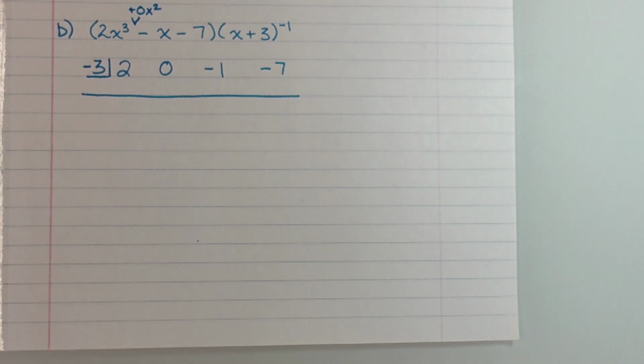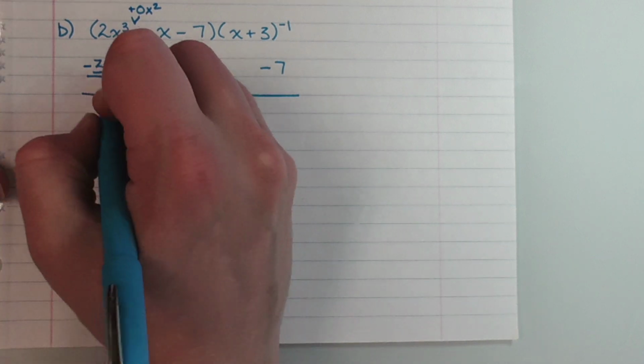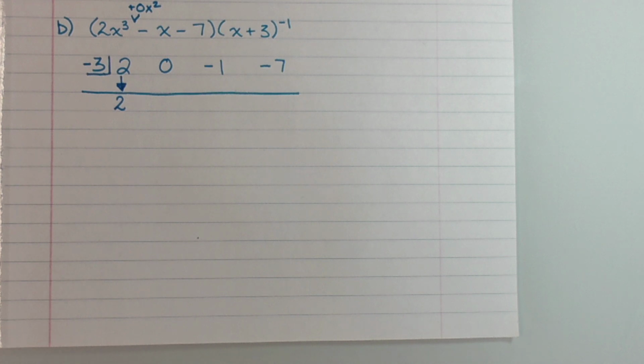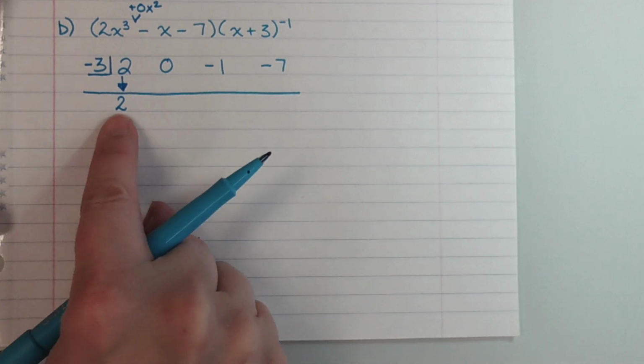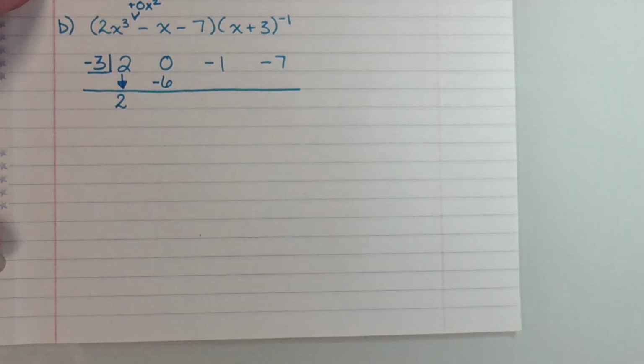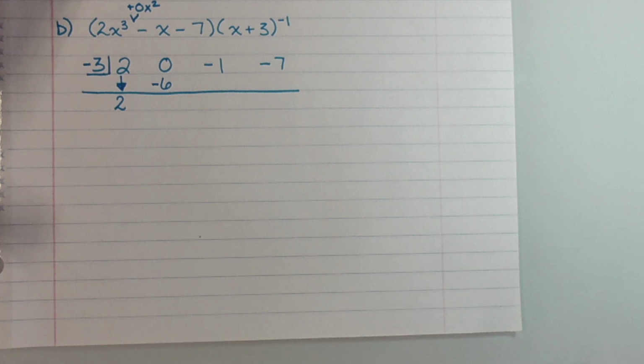Once I get the setup, first thing I do is bring this down. Always going to start it. Then the pattern goes back and forth between two operations. What, then what? Multiply, add, multiply, add, multiply, add, multiply, add. What am I multiplying? Negative 3 times 2. Negative 6. Where do I put it? Next open slot on the next row, and then I add 0 plus negative 6.